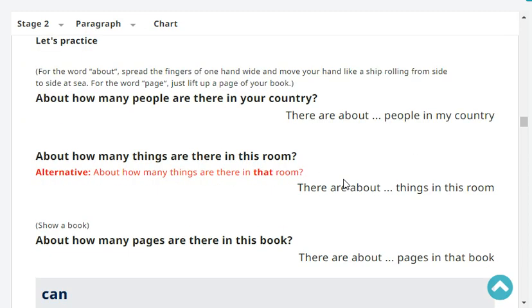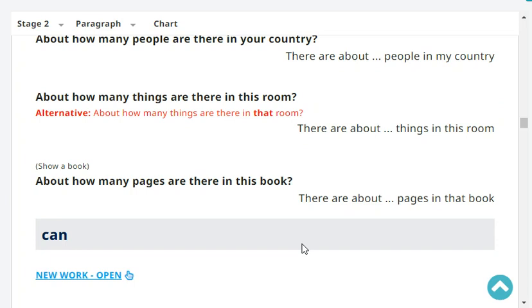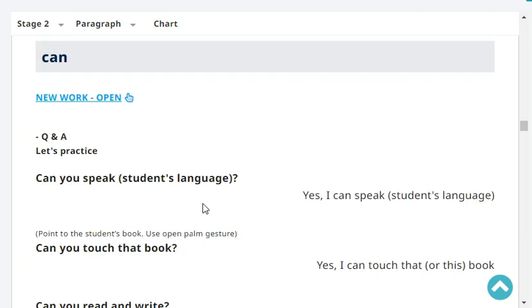About how many things are there in this room? There are about 20 things in that room. Just estimate how many. Very good. About how many pages are there in this book? There are about 100 pages in that book. Very good.